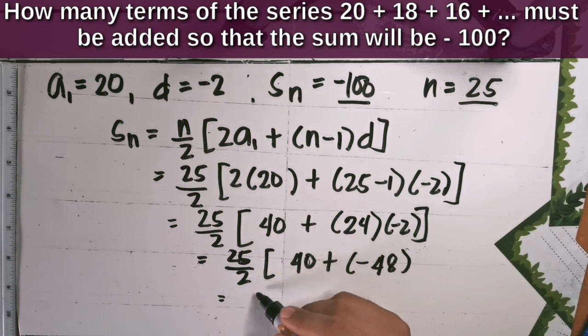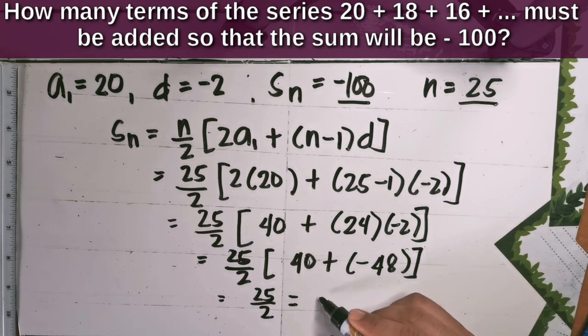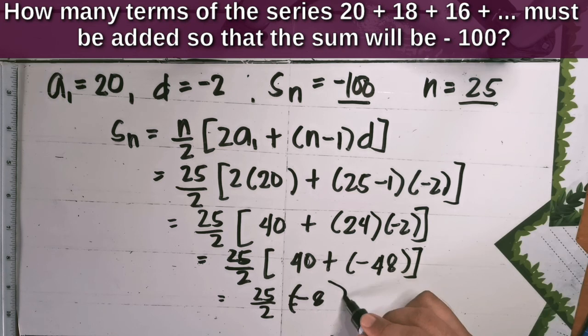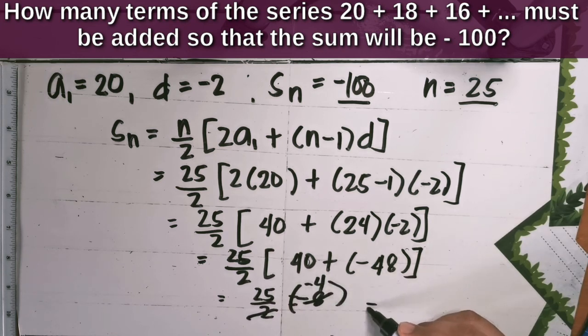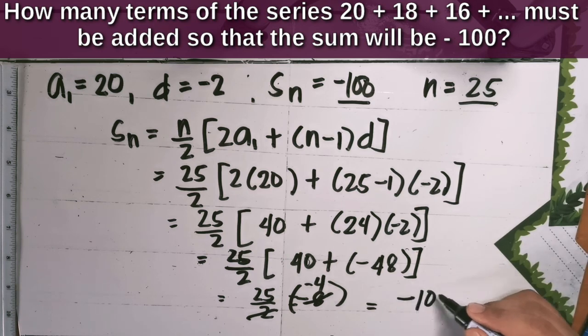Okay, so let's simplify. 25 over 2, 40 plus negative 48, that is negative 8. So cancel, we have negative 4. 25 times negative 4 is negative 100.